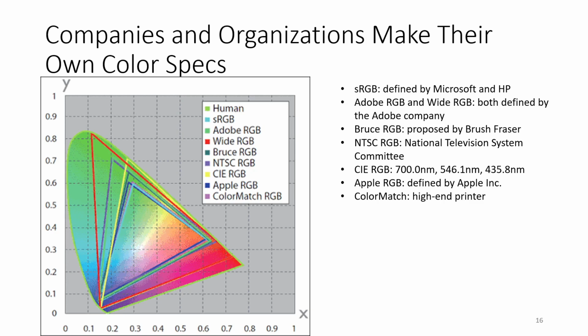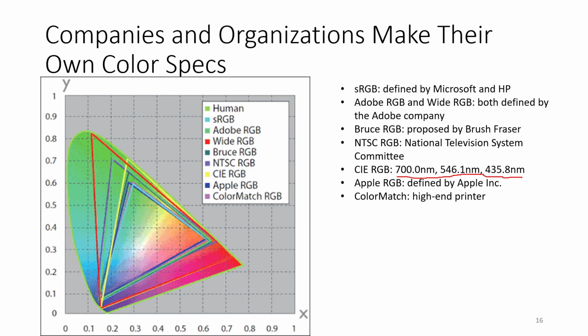So for Microsoft and HP, they selected the sRGB color space. So sRGB is this one, the blue one. This is quite small, okay? And for Adobe, they set their own RGB color space. And the NTSC is a television system. It has its own color space. And the CIE RGB is the one where we use the 3 primary colors to describe. Okay, so what does it mean to you?